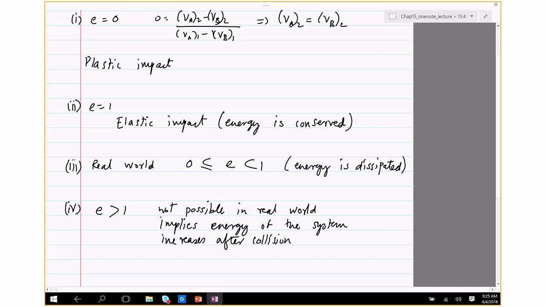Our experience says if you drop a ball from height h, it'll jump back to a height which is less than h. That is energy dissipated. E equals 1 means if you drop a ball, it comes back to the same height. The energy is conserved because it started with the same energy it ended with, which is potential energy mgh. If E is greater than 1, then if you drop a ball from height h, it jumps to a height greater than h. That's not possible. However, I know one case where it's possible. There was an entire movie made on this.